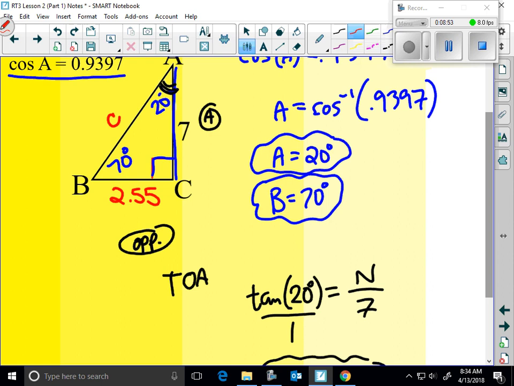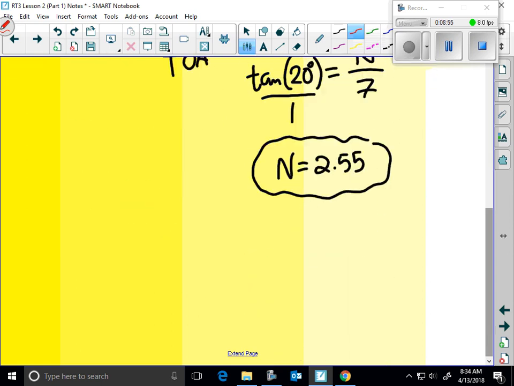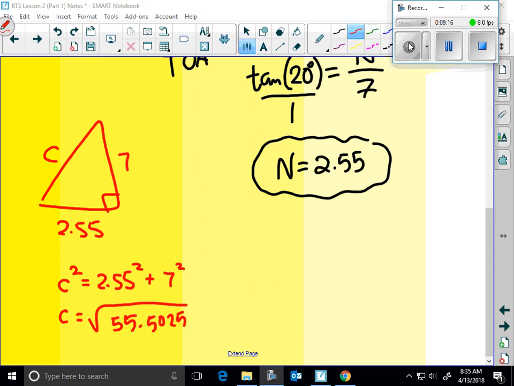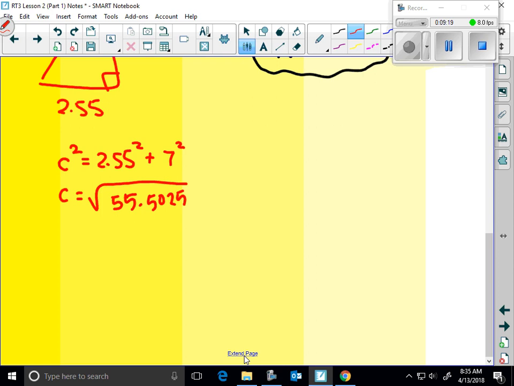I'm going to find C by using the Pythagorean theorem. Let me sketch my triangle again. Here's C. Here's 7. Here's 2.55. So C squared will equal 2.55 squared plus 7 squared. So C will equal the square root of whatever that comes out to be. Let's figure out what that is. I get 55.5025. I'm going to take the square root of that, and it looks like I get C is approximately 7.45.